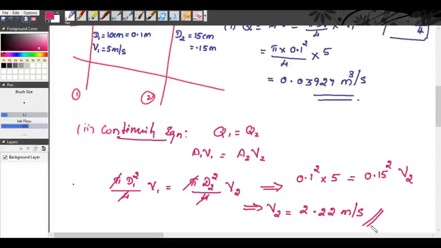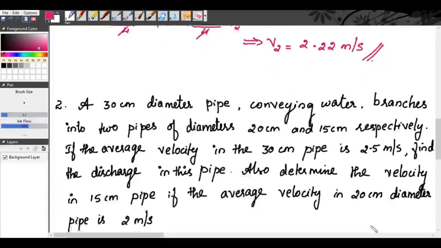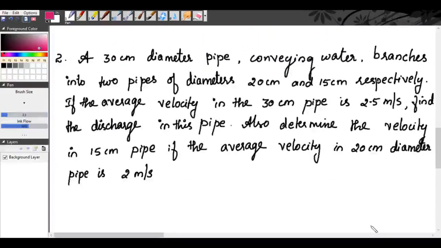So, simple problem, right? Now, we will move on to the second problem. Our second problem is a 30 centimeter diameter pipe. So, you have one pipe of 30 centimeter diameter. It is conveying water. It carries water. It branches into two pipes of diameter 20 centimeter and 15 centimeter respectively.